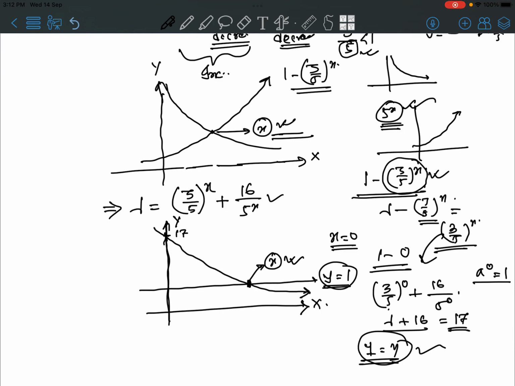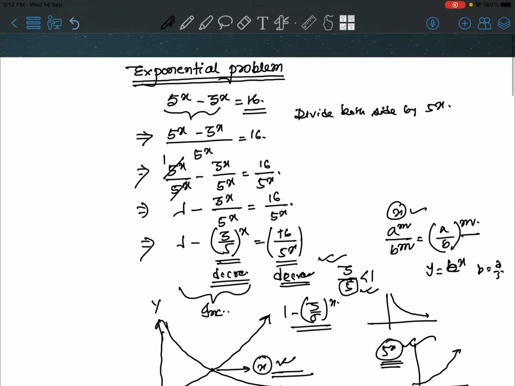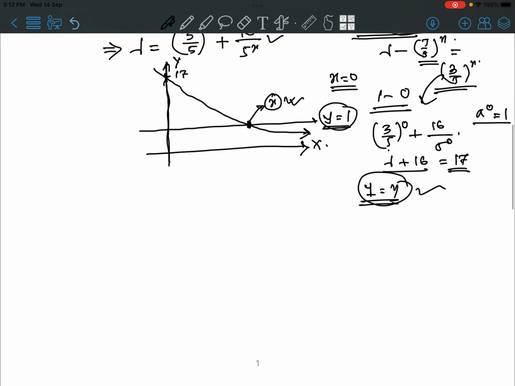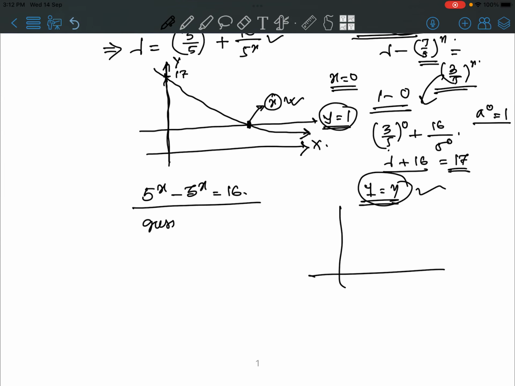So what was the function we wrote? We wrote 5^x minus 3^x equals 16. As we do not have graph paper over here, we are going to use guessing and problem solving to find the solution of this equation. Guessing and problem solving is part of solving mathematics. So how are we going to guess? We are going to guess the value of x.